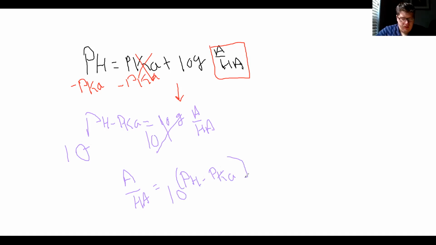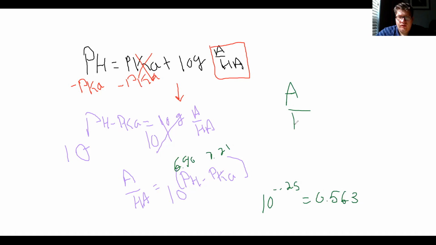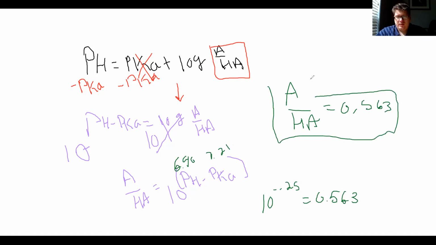Now, what do we do? You just plug in our values. So, 6.96 and 7.21. That gives you 10 to the power of negative 0.25. Plug that into your calculator and you get 0.563. So A over HA is equal to 0.563. Now, we're not done yet because that's going to be our total concentration. We've got to figure out what the volumes are.